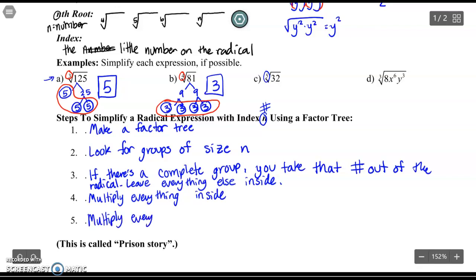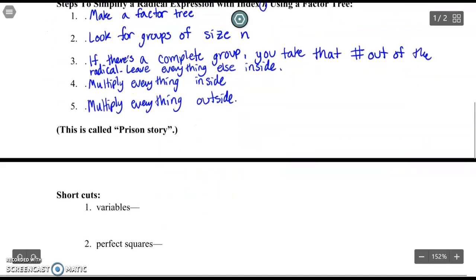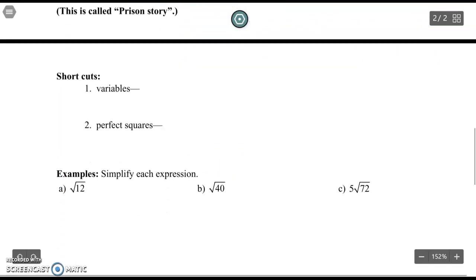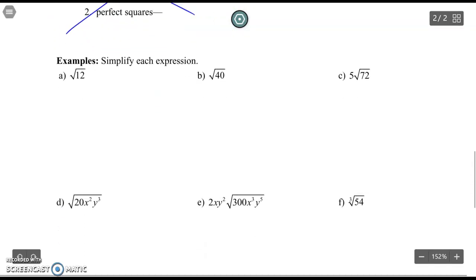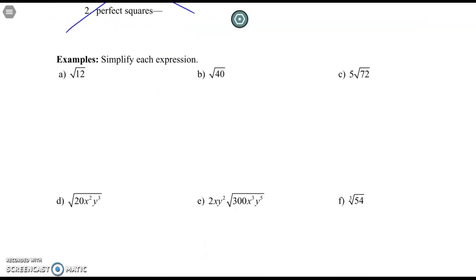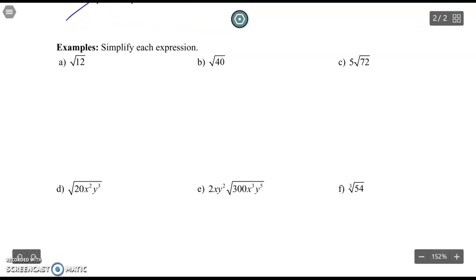Okay, we definitely need to see some examples of this really fast. So let's go through some examples. So the next page of our notes, well, we're going to skip the shortcuts part. They're actually not that many shortcuts. So let's do B. We'll start with B. It's a pretty simple one. So we're going to break 40 down into, you can break it down however you want as long as you get down to prime numbers.